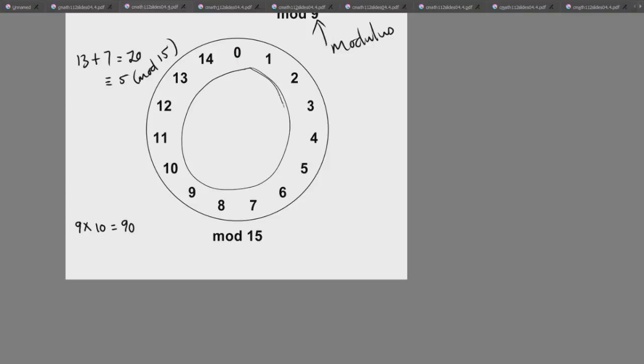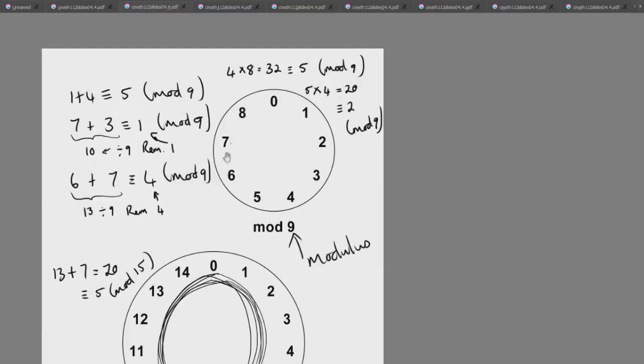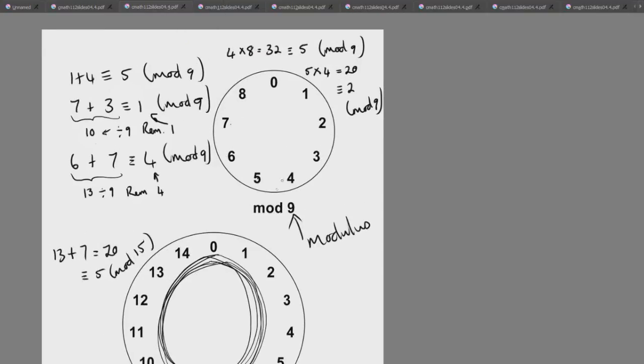15, 30, 45, 60, 75, 90. So they're all full loops. Nothing is left over. Therefore, I'm back at 0 mod 15. So it's the remainder when I divide by the modulus. It's the remainder after I've divided this quantity by the modulus. That would give me my answer on my modulo whatever circle.